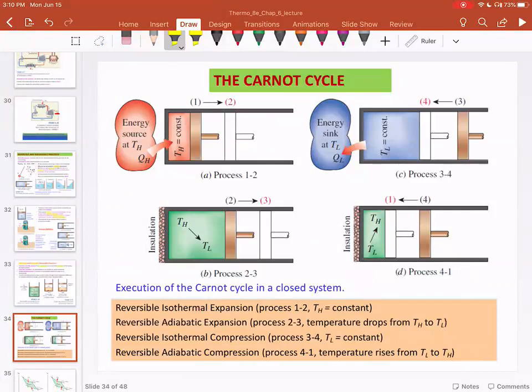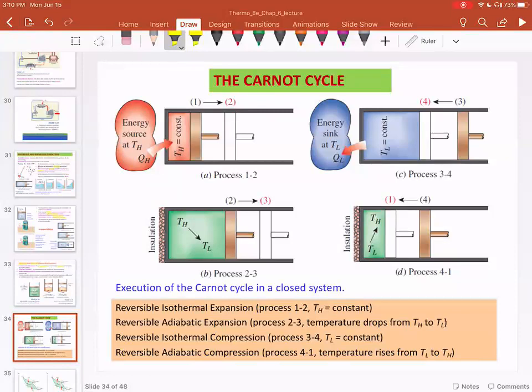Now, this reversible process gives rise to something called the Carnot cycle. Now, what is a Carnot cycle? Carnot cycle is a hypothetical cycle wherein you have compression and expansion. There are four processes. The first process is reversible isothermal expansion.